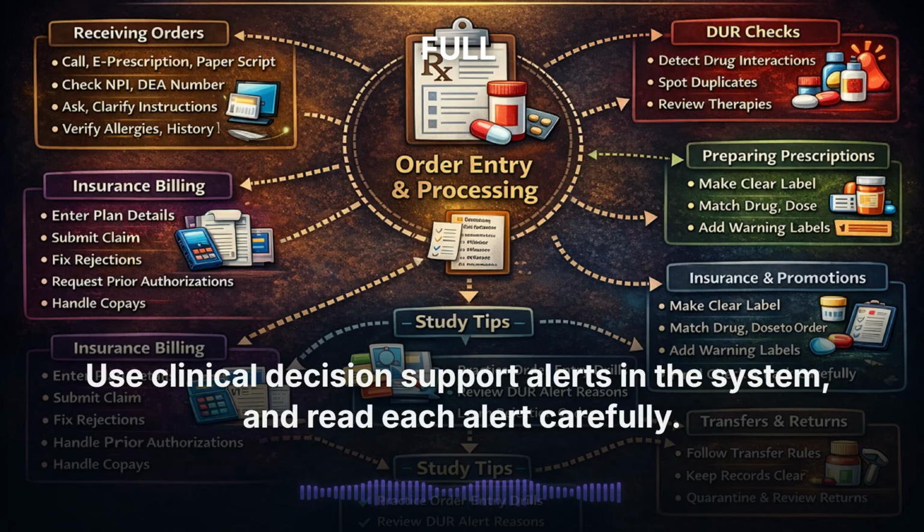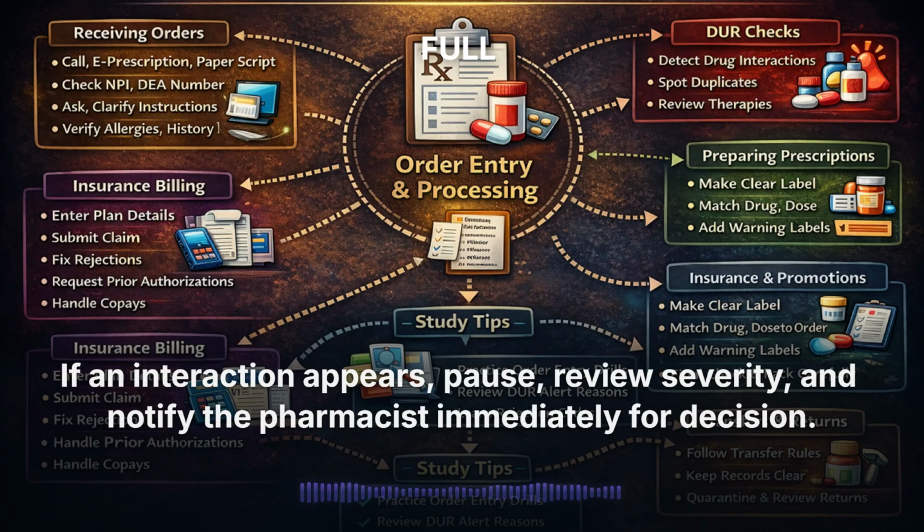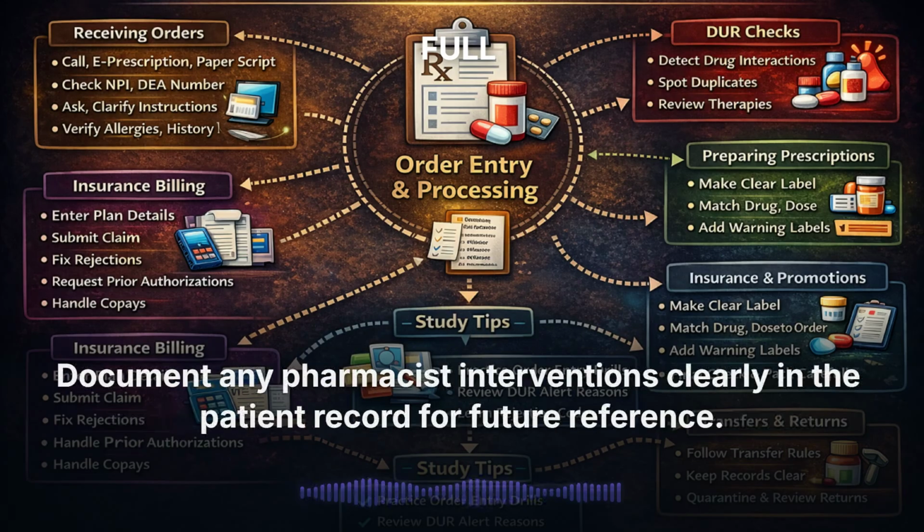Use clinical decision support alerts in the system, and read each alert carefully. Drug utilization review checks for allergies, interactions, and therapeutic duplication automatically in many systems. If an interaction appears, pause, review severity, and notify the pharmacist immediately for decision. Therapeutic duplication needs careful review, because 2 similar drugs can increase side effect risks. Document any pharmacist interventions clearly in the patient record for future reference.